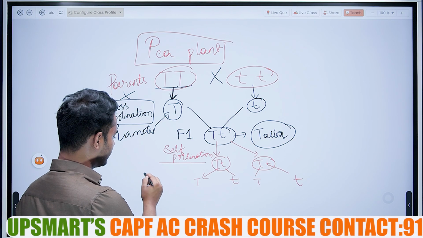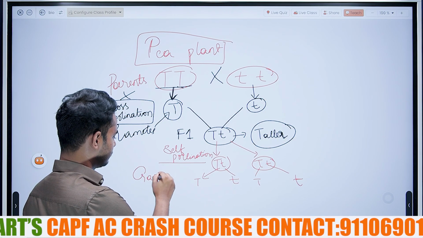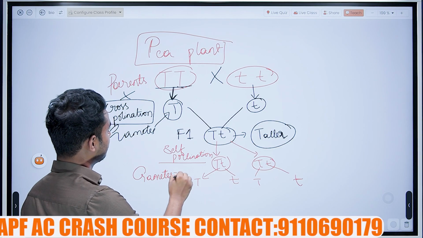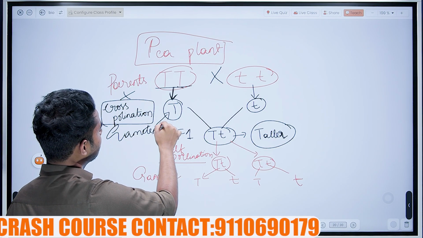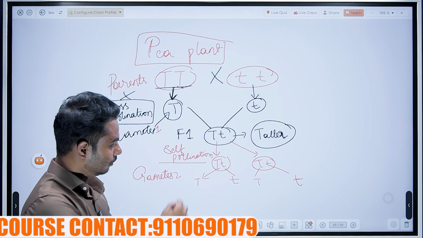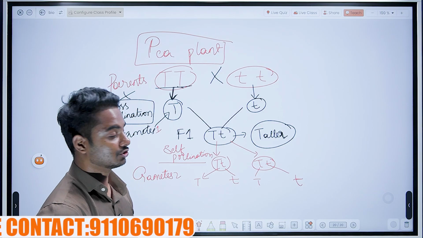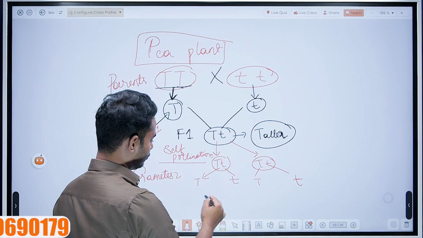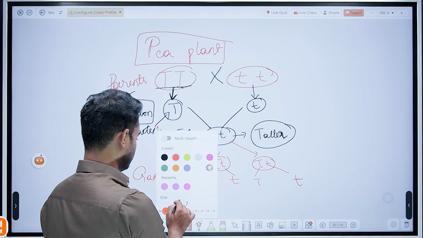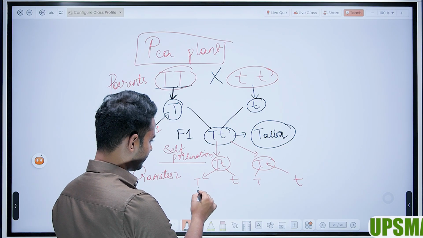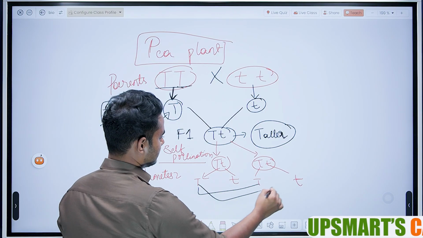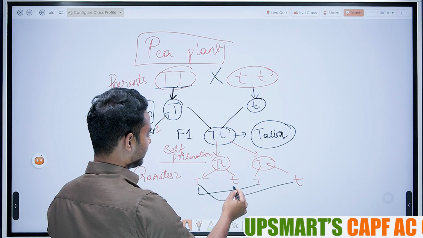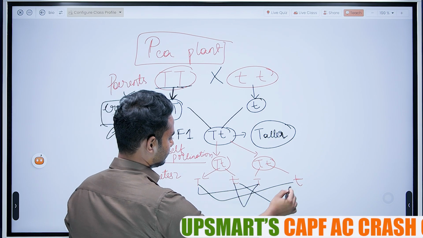So now we have gametes 2, second generation gametes. These are gametes 1. These are gametes 2. Now, a self-pollination of this will be done. How will the self-pollination be done? The capital T can pair with this and this, the next plant. Small t can pair with the next plant.